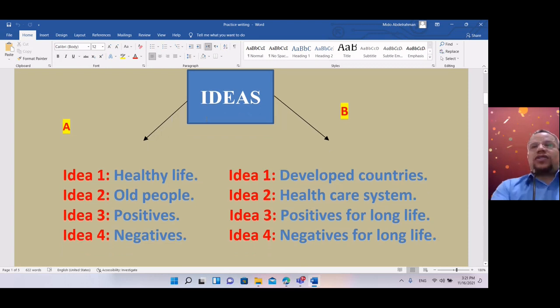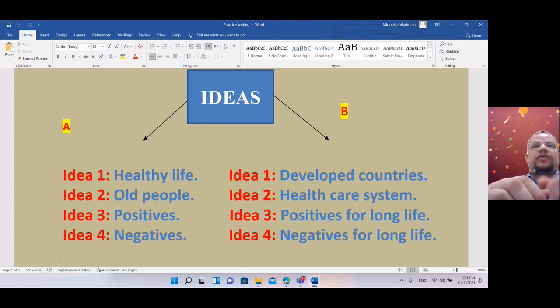Idea 1 or introduction for healthy life. I'm talking in general about healthy life: using good food, using medicines, going to doctor checkups, always checking the whole body every 6 months or 3 months, practicing sport and so on. So, healthy life in general.